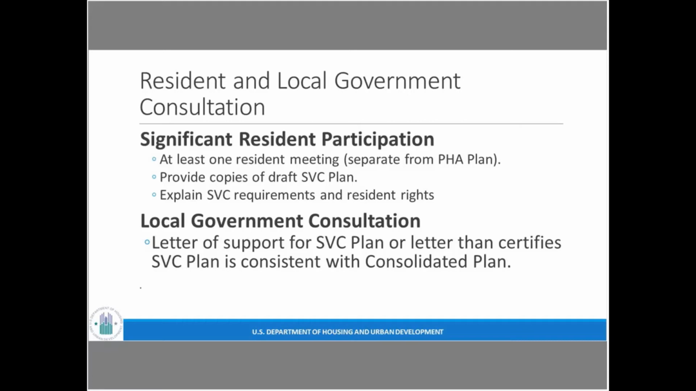Alternatively, as with Section 18, we'll also accept a separate letter from the mayor that indicates and expresses the local government support of the Housing Authority Streamlined Voluntary Conversion Plan, including the closeout of the public housing program.